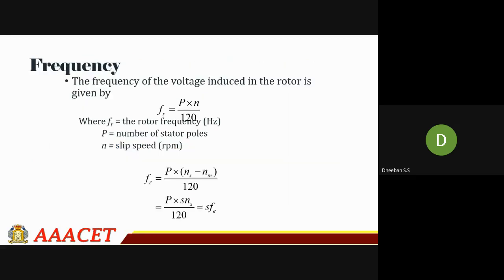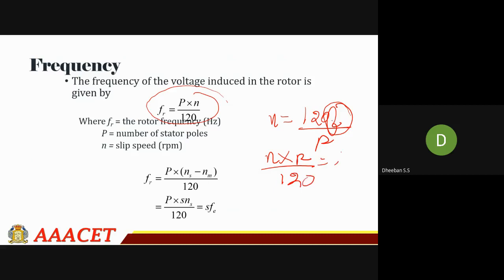Coming to the frequency of the voltage induced in the rotor, it is given by this formula: N equals 120 f by p, which we have already seen. Here you need f, so keep f on one side and take the others to the other side. So N into p divided by 120 is equal to your frequency. This N is nothing but the difference between your synchronous speed and your rotating magnetic field speed. That's what is given here.